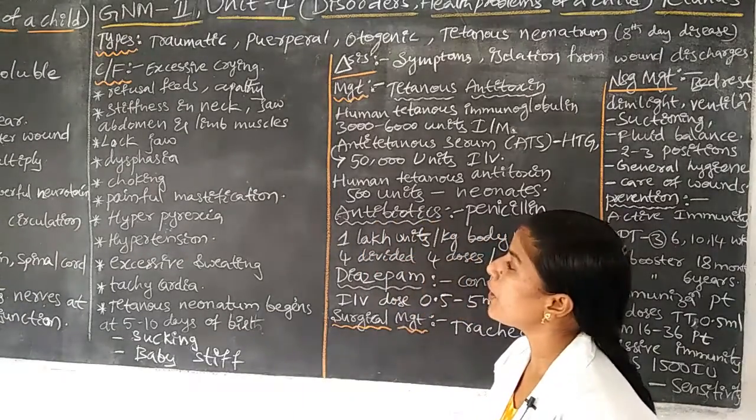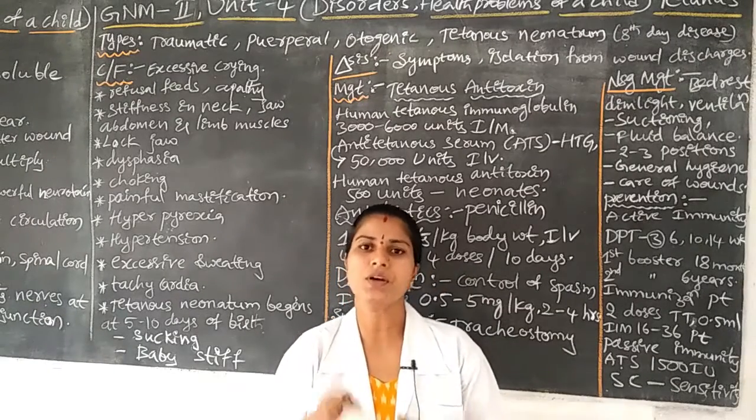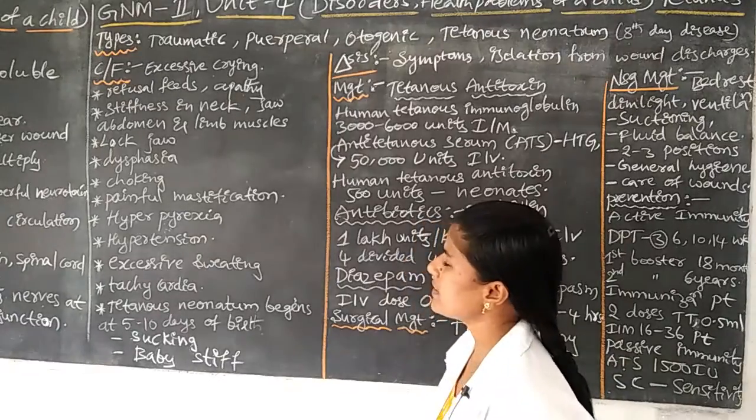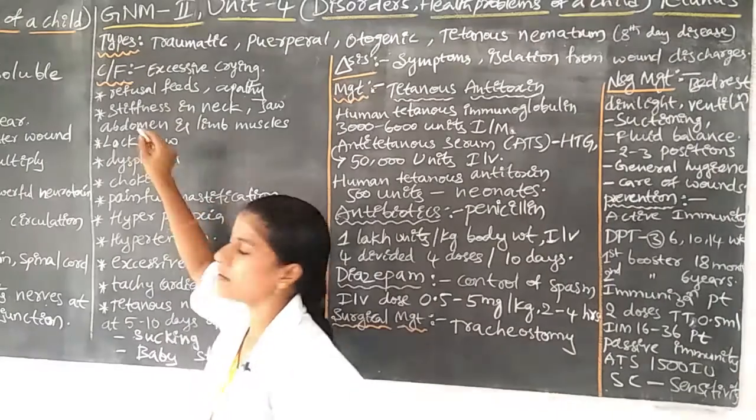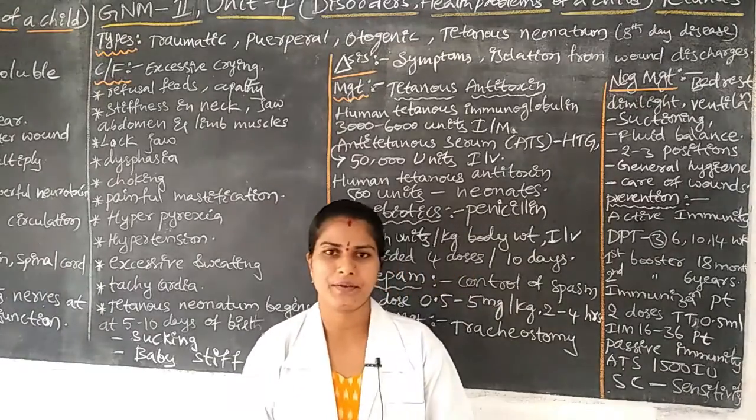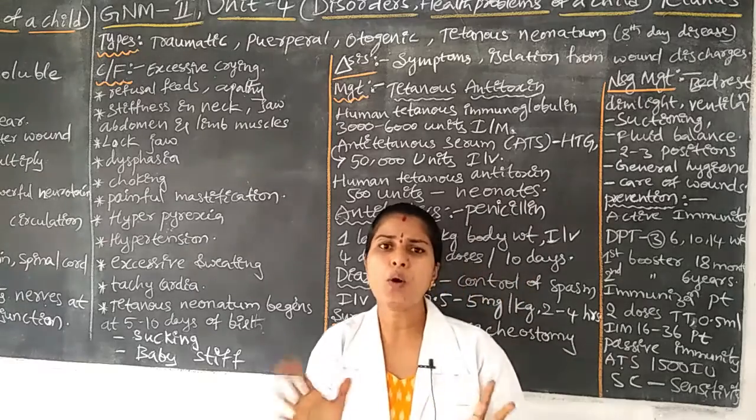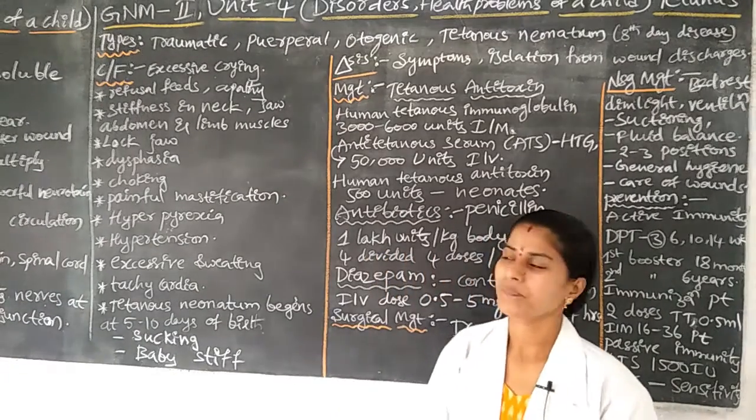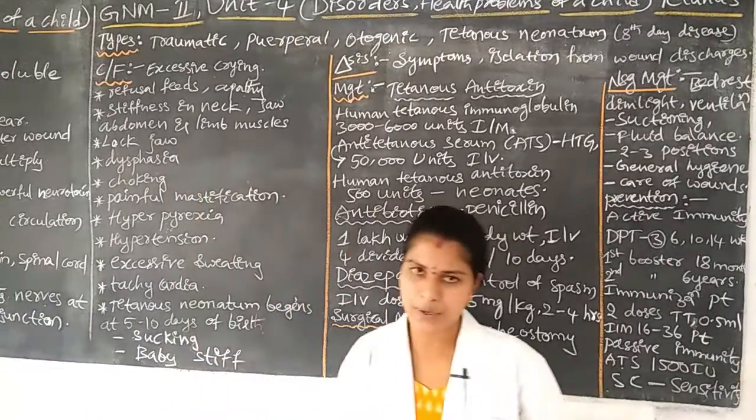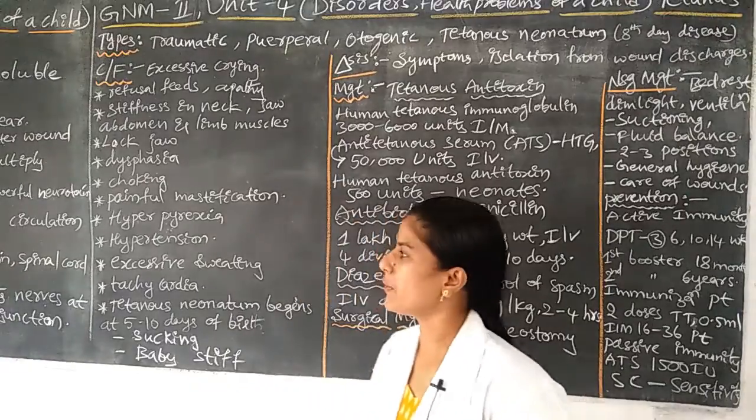Next, the abdominal muscles and limb muscles also become stiff in the children. The jaw will have a complete lock, meaning it does not open for speaking or for eating food. There is no opening in the jaw. Next, dysphagia, difficulty in swallowing. Some children have this problem.